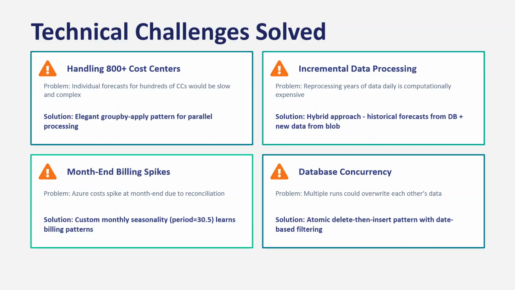Second, reprocessing years of historical data every day is computationally expensive. I solved this with a hybrid approach, pulling historical forecasts from the database and only processing new data from the blob storage. Third, month-end billing spikes were constantly being flagged as anomalies. The fix was adding custom monthly seasonality so the model learns and expects those.